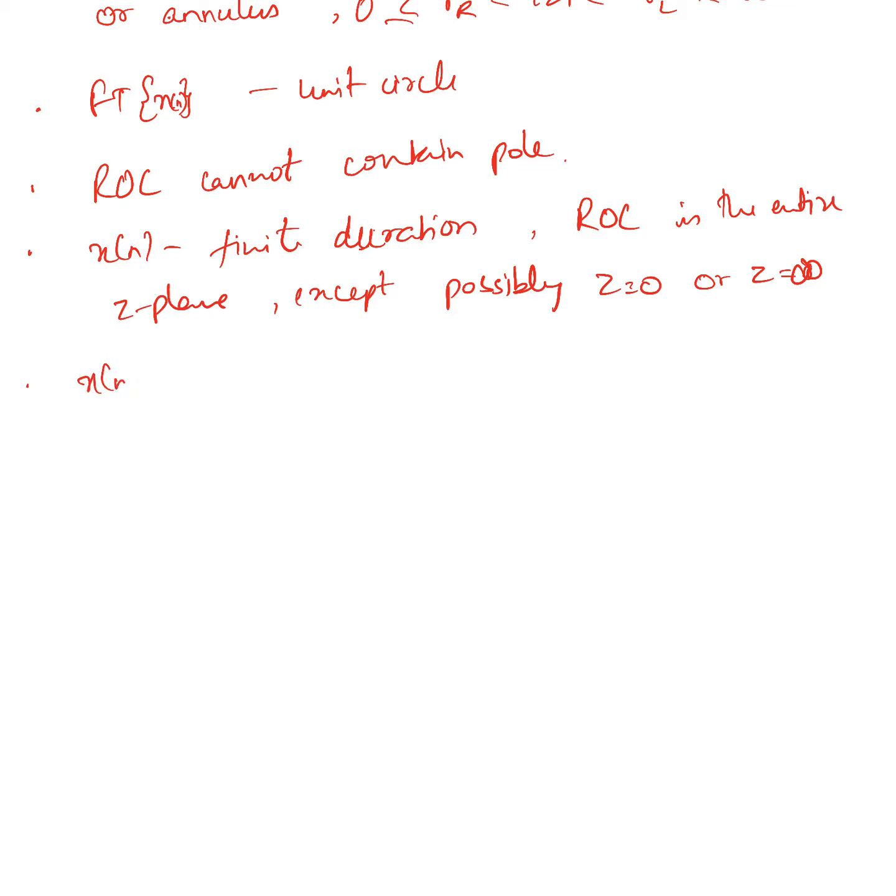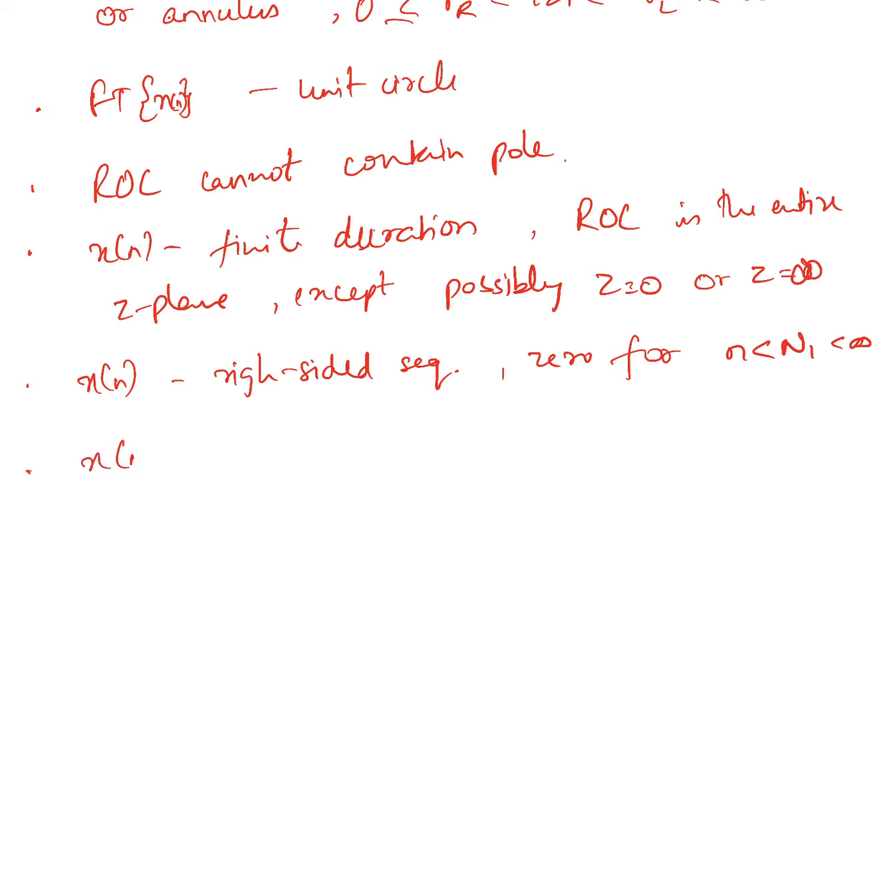Now if your x[n] is a right-sided sequence, meaning that it is 0 for n less than n1 less than infinity, then the ROC of such sequences extends outward from the outermost finite pole in X(z) to z equal to infinity.